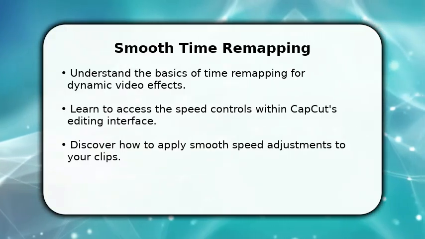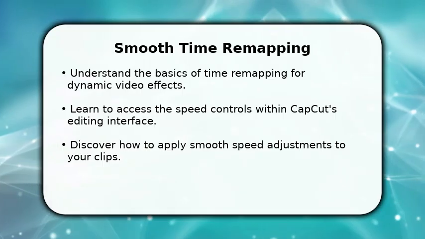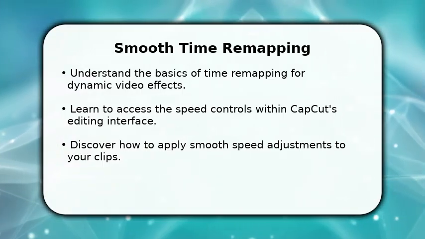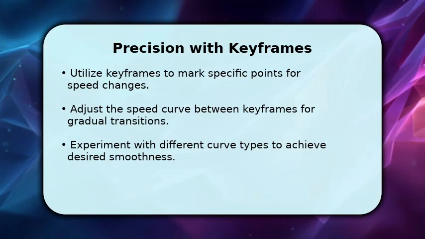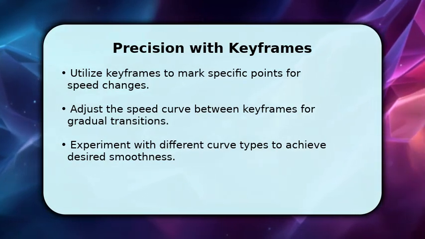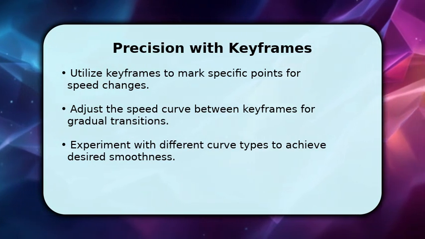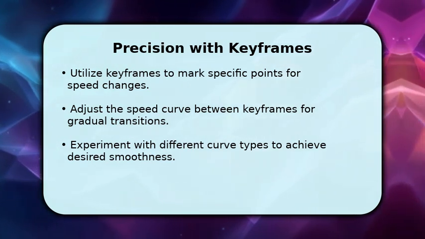We'll focus on the curve option for precise, smooth transitions. This initial step is crucial for setting up your dynamic speed changes. To achieve truly smooth time remapping, keyframes are your best friend. Tap on the curve option and then select Custom.